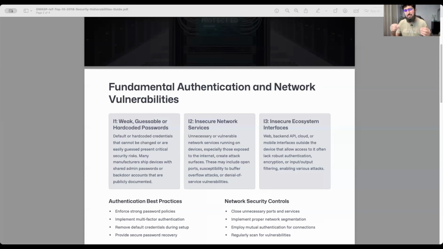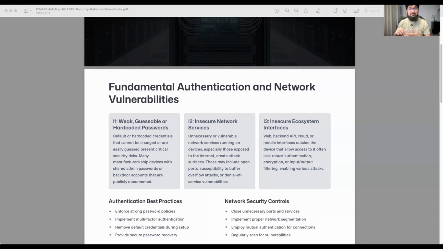complexity, length, prevention of common passwords; implement an account lockout mechanism after 3 to 5 failed attempts; require password change on first use; generate unique default credentials for each device; implement two-factor authentication, which is very, very important these days, wherever it's practical in IoT; conduct regular security audits to identify authentication weaknesses; develop secure password recovery, right?